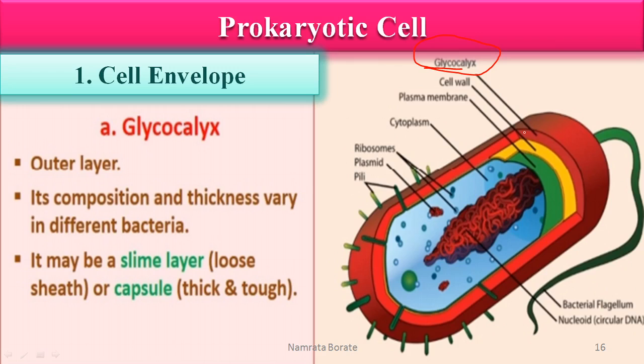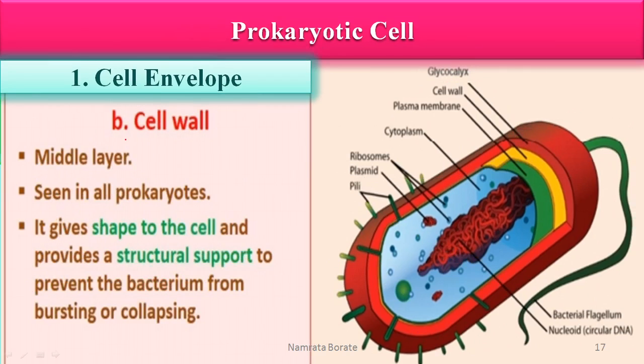The glycocalyx is the outermost layer. This layer differs in thickness and chemical composition in different bacteria. It is mainly of two types. The first is the capsule, and the second is the slime layer. The capsule is comparatively thicker, tougher, and more compact than the slime layer. The slime layer is a loose sheath, more diffused and less compact. Both these layers are mainly made up of polysaccharide, but may contain protein also.